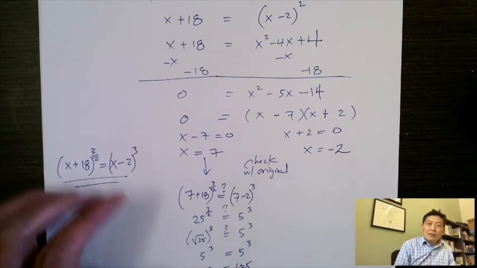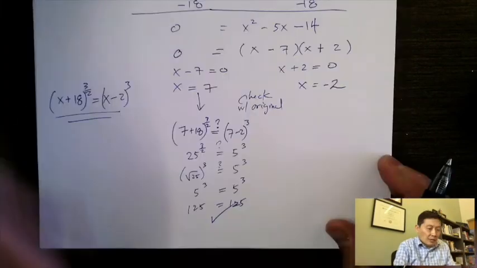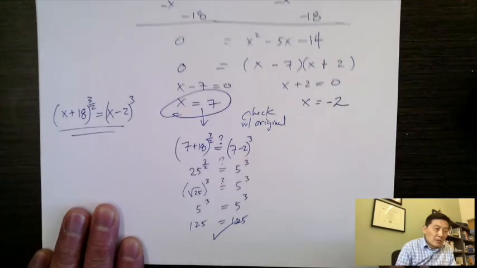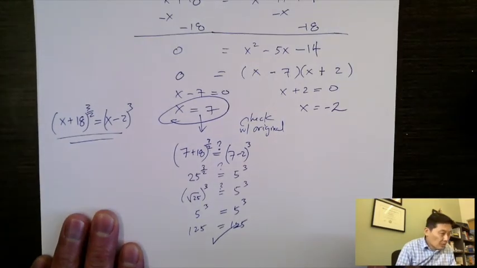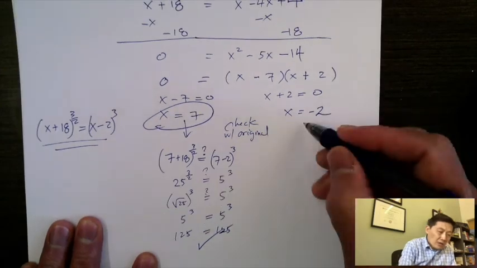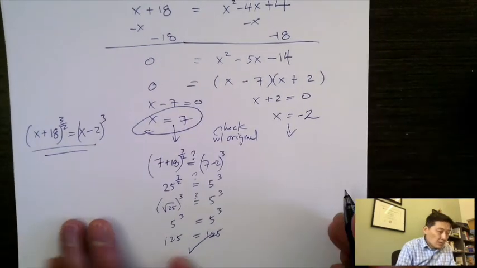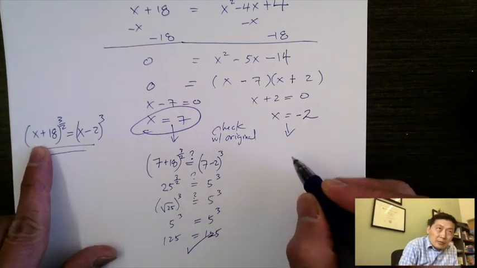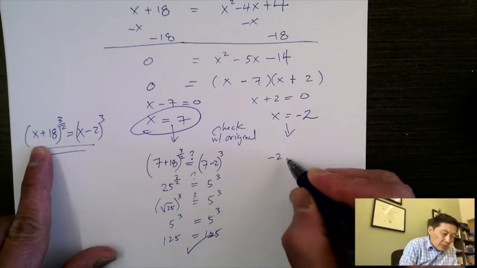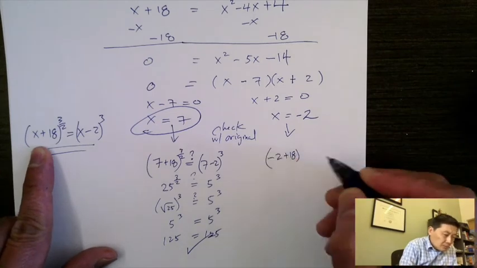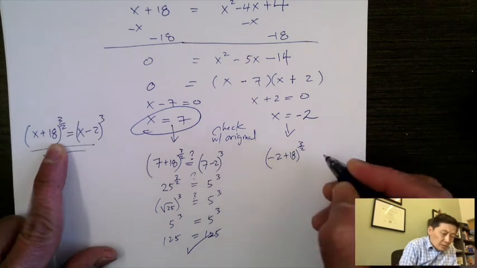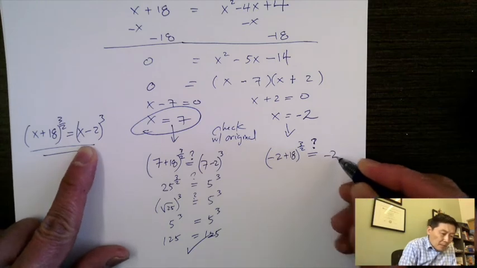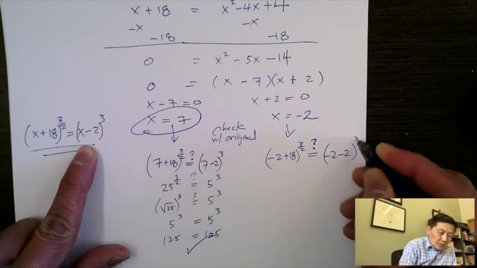So this checked out. This solution checked out. So we say x equal to 7 is one of our solutions. So now we gotta check x equal to negative 2, and let's see if that will check out or not. So we map it back to the original equation. We got (negative 2 plus 18) to the 3 halves power, question mark, (negative 2 minus 2) to the 3rd power.